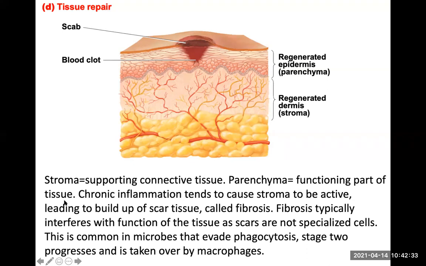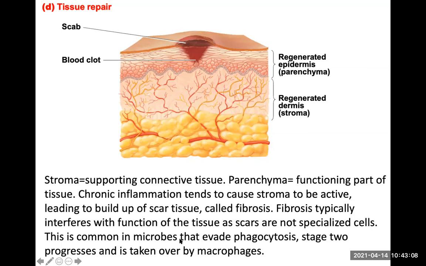And so we see the perfect replacement with its normal function when the parenchyma cells are replacing the damaged cells. Chronic inflammation tends to cause the stroma to be active, leading to the buildup of scar tissue called fibrosis. Fibrosis typically interferes with the function of the tissue, as those scars are not specialized cells, right?